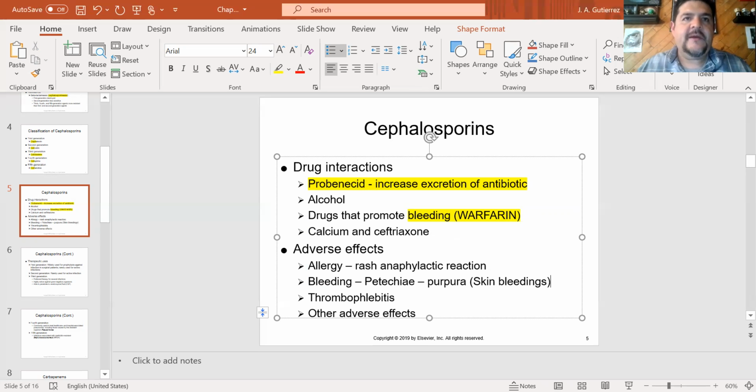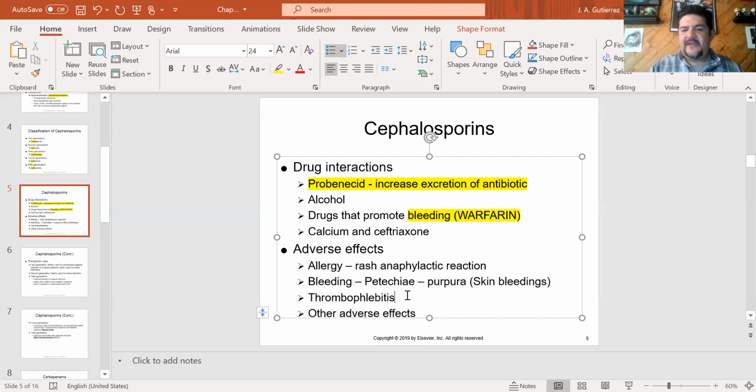Petechiae is a bleeding that we call pinpoint bleeding. They're very tiny bleedings on the skin. You actually have to be close to the patient and see the skin. You cannot see it from a foot away or 2 feet away because the bleeding is so tiny, they're like little points on the skin. And purpura looks more like a bruise. It's bigger, so you can appreciate it from a distance. So that's the type of bleeding that you can see with cephalosporin, especially if the patient is taking warfarin.